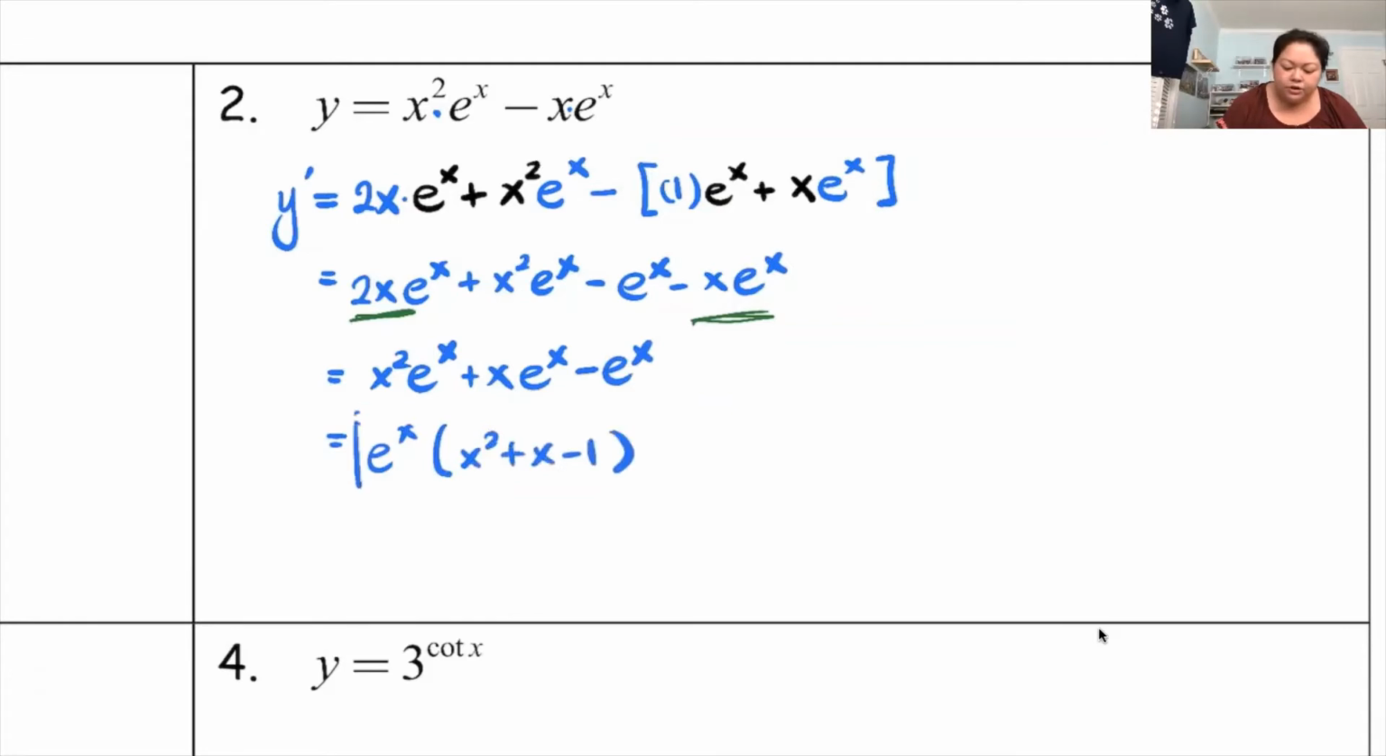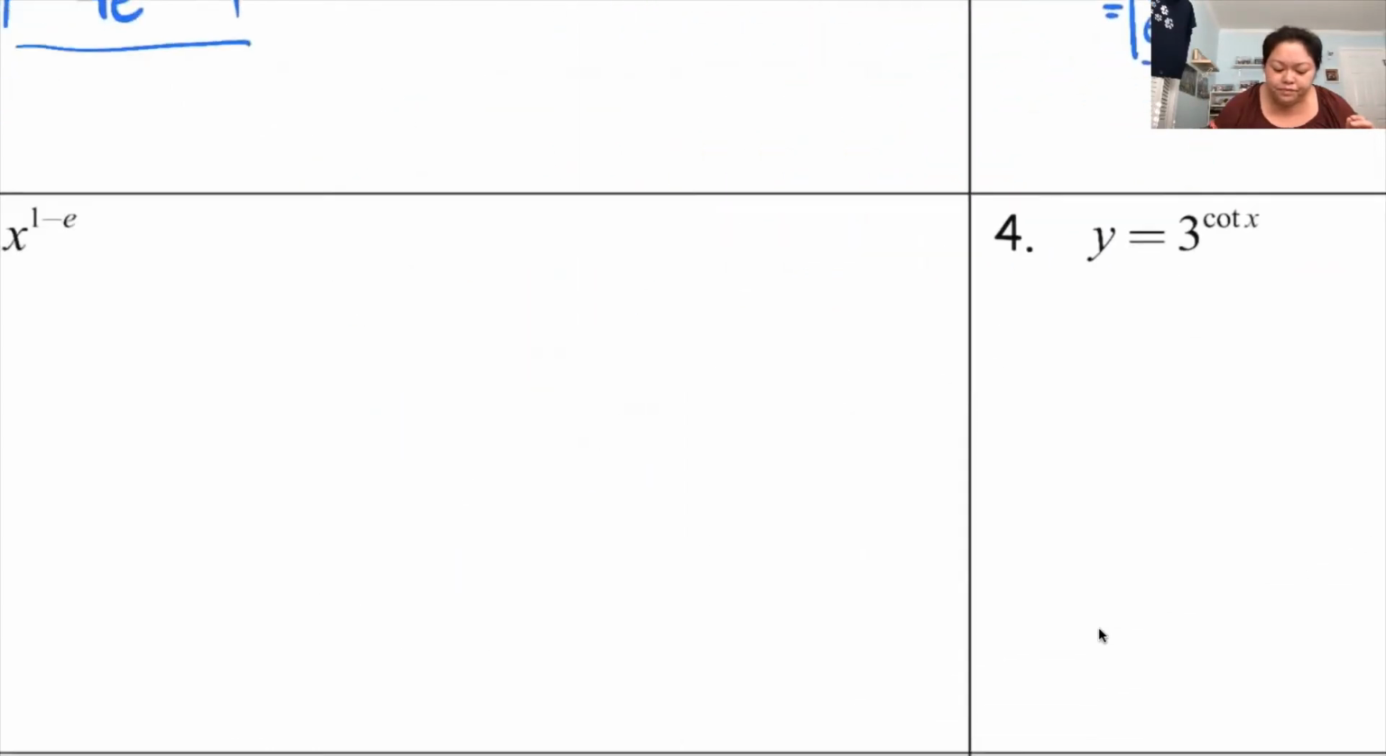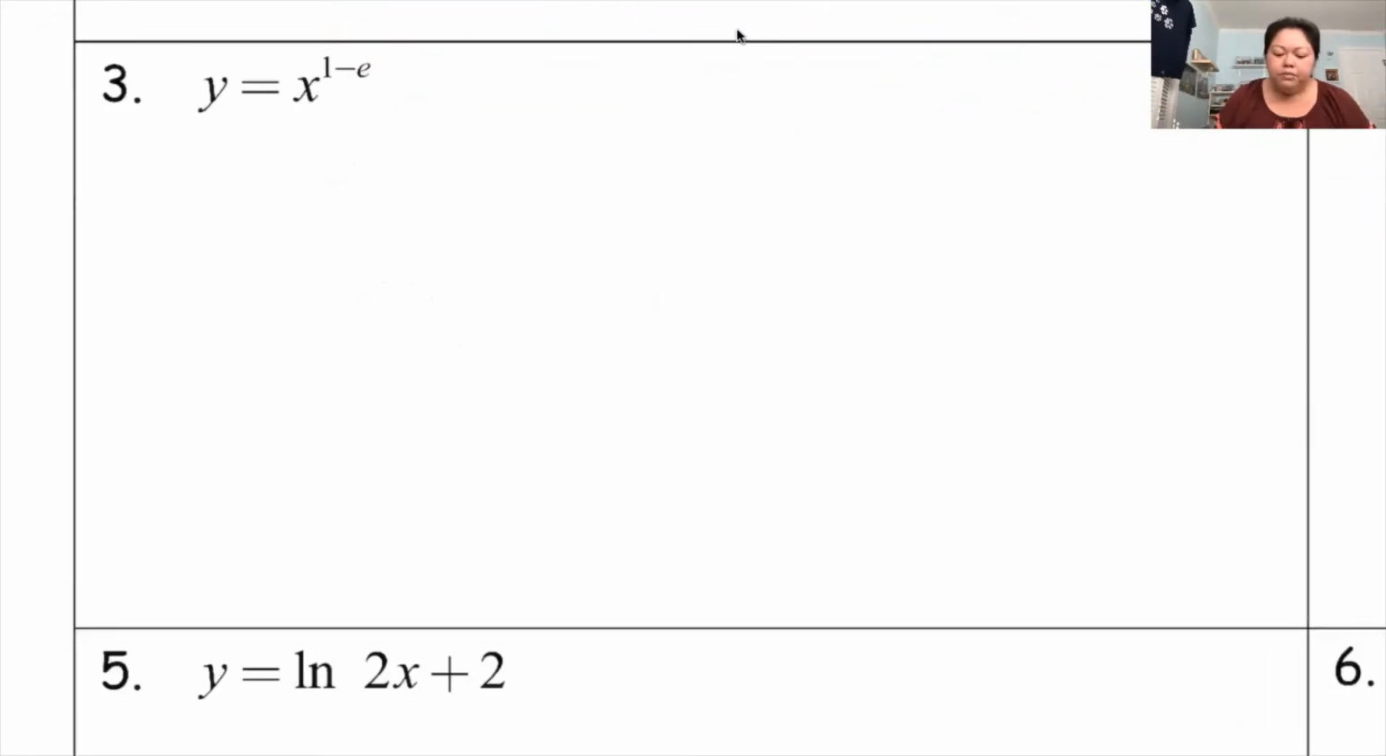Okay, and that is your y prime: e to the x times x squared plus x minus 1. You want the second factor to be in standard form, and that's why I moved the x and the x squared around a little bit. Okay, so number 3, we have y equals x to the 1 minus e power.